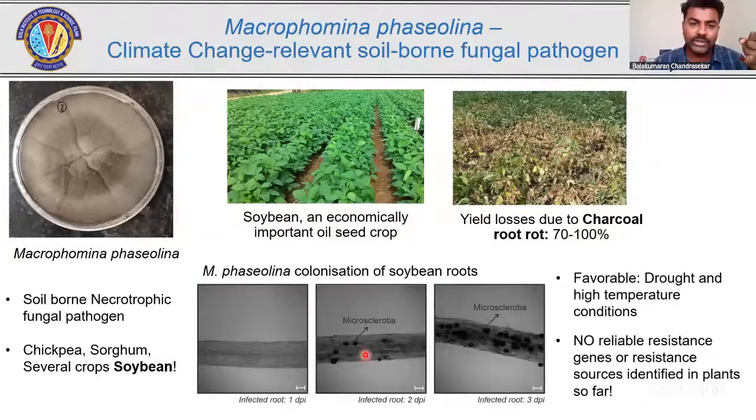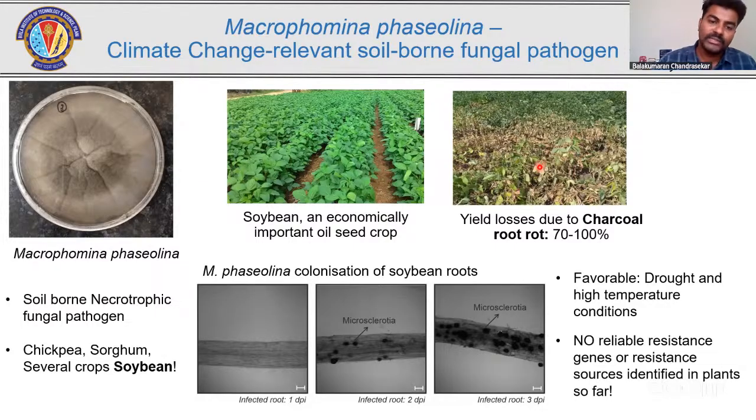Microsclerotia are nothing but joined masses of fungal hyphae, and these joined masses of fungal hyphae clog the vascular system of a plant. Once it clogs the vascular system, the plant is going to wilt because it's not going to get any nutrients. The plant will ultimately die. Over the course of infection, you will see a lot of microsclerotia that this pathogen forms, ultimately killing the whole plant. You can see the visual symptoms of how the pathogen kills the whole plant in this image.